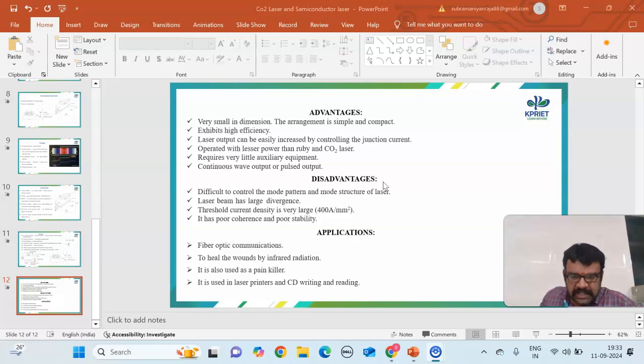As far as the disadvantages are concerned, it is difficult to control the mode pattern and mode structure of the laser. We have some modes in designing the laser, so the mode pattern and mode structure is a major disadvantage of the semiconductor laser. Also, though it is a laser beam, it has a large divergence like ordinary light. The threshold current density is also very large. It has poor coherence.